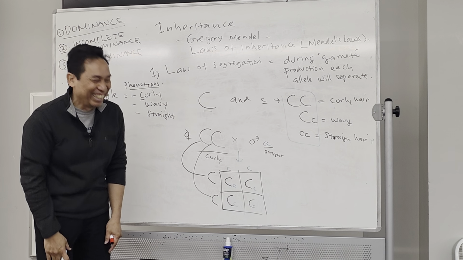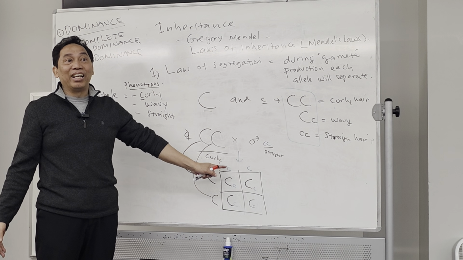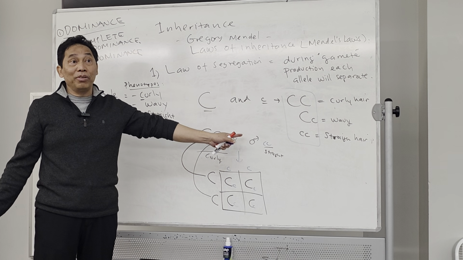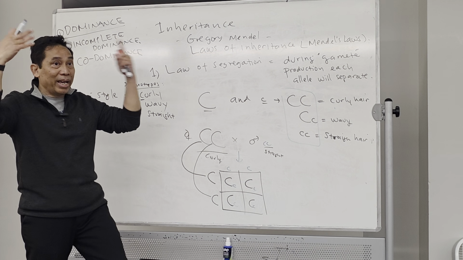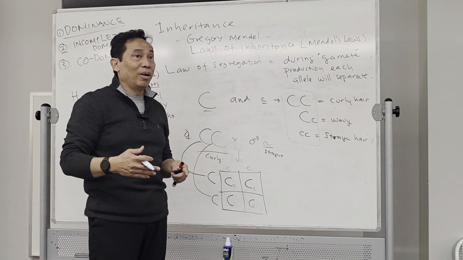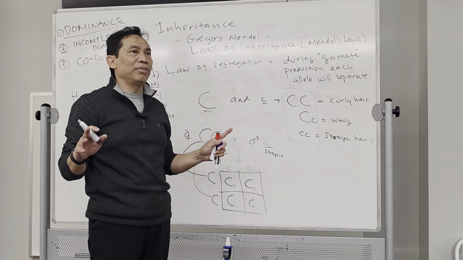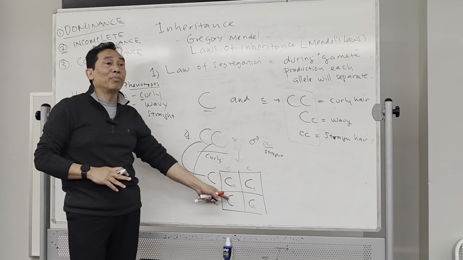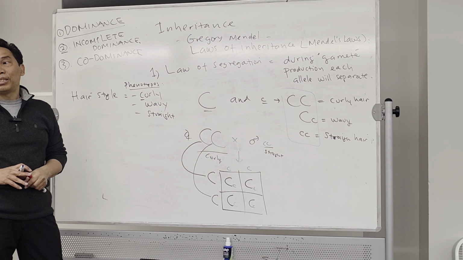None. None of the children will be like the father or the mother. Are you with me? So if the curly hair is married with the straight hair, all their children will be wavy hair. None of them will be like the father or like the mother, because they carry that combination over here. This is what we call incomplete dominance.